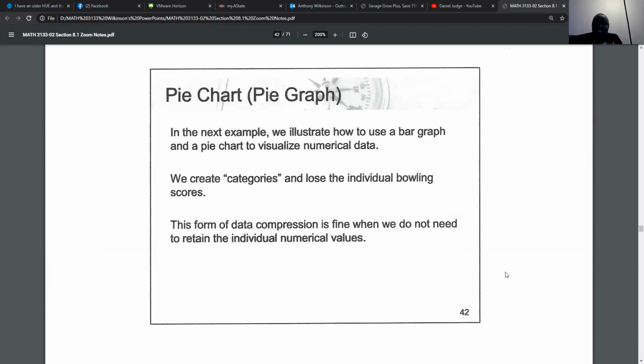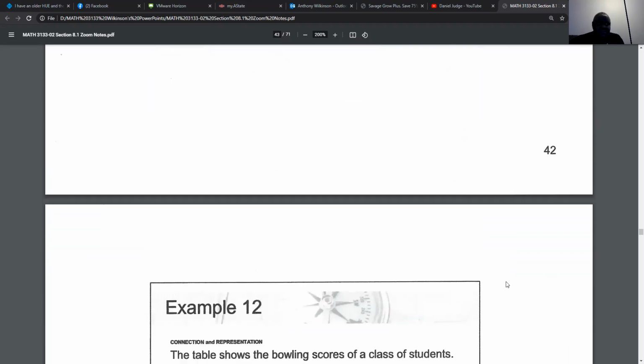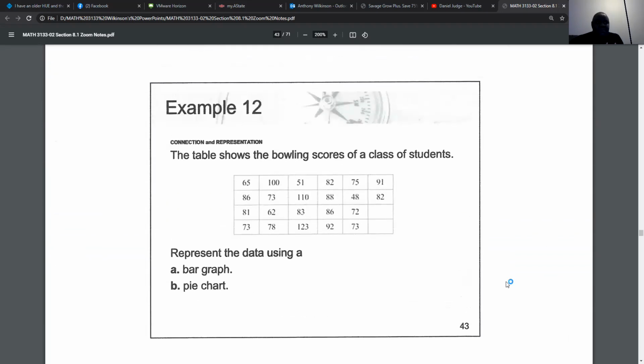Okay, so here in this next example, we're going to illustrate how to use a bar graph and a pie chart to visualize numerical data. So here we have to create categories and lose the individual bowling scores. So here's that table showing the bowling scores of a class of students, as you can see here. And we want to represent this data using a bar graph and a pie chart.